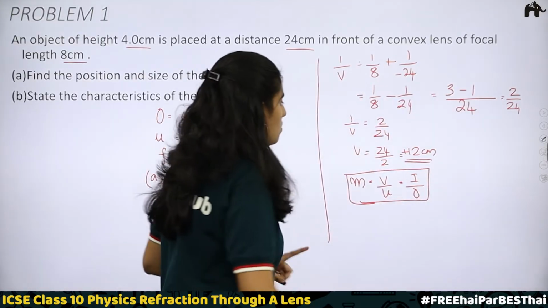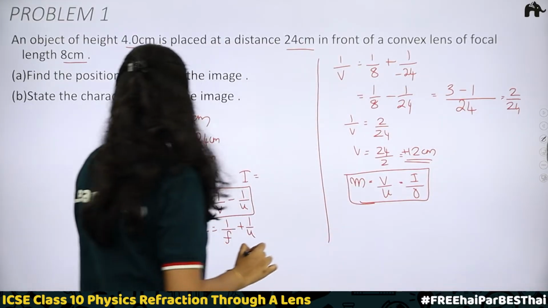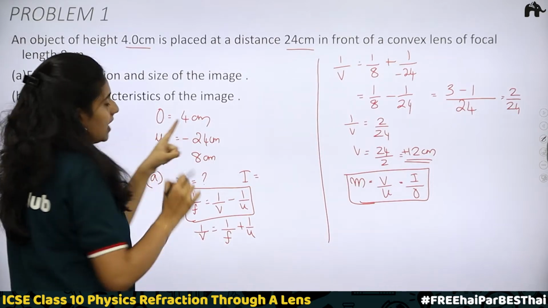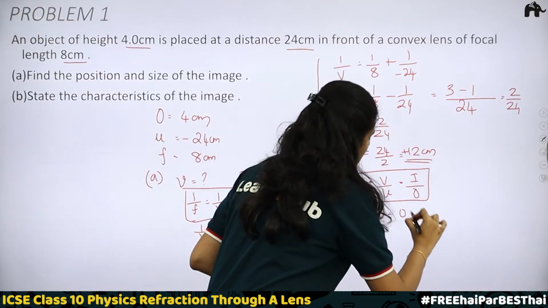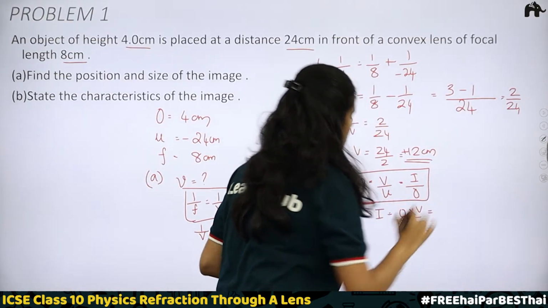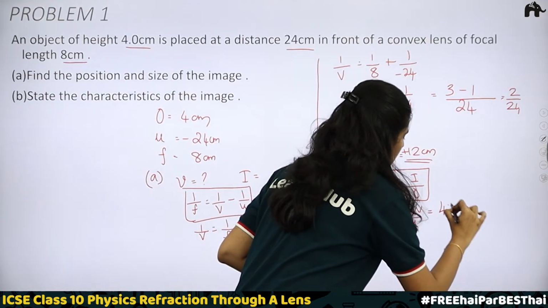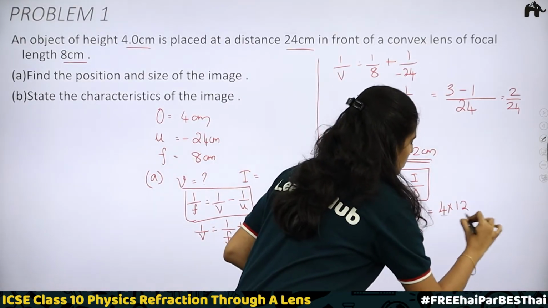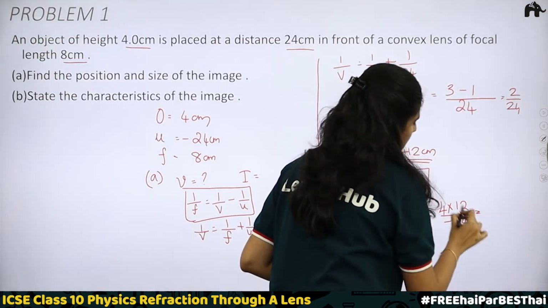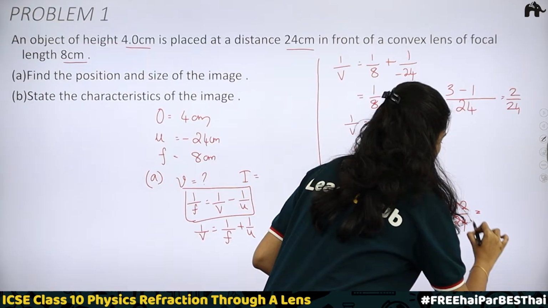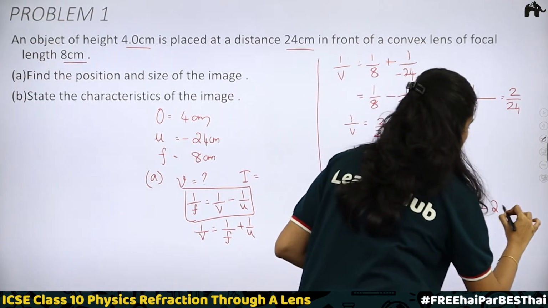Okay. Now we have the value of V. V is 12 centimeter, U is minus 24. Then we have our object height 4 centimeter. We can find the image height. I will be equal to object height into V divided by U. Object height is equal to 4 centimeter. 4 into V is 12 centimeter, U is minus 24 centimeters. So here 12, 24 can be cancelled. We get 2, 2 and 4 cancelled. 2 minus 2. Okay. Minus 2 centimeter.